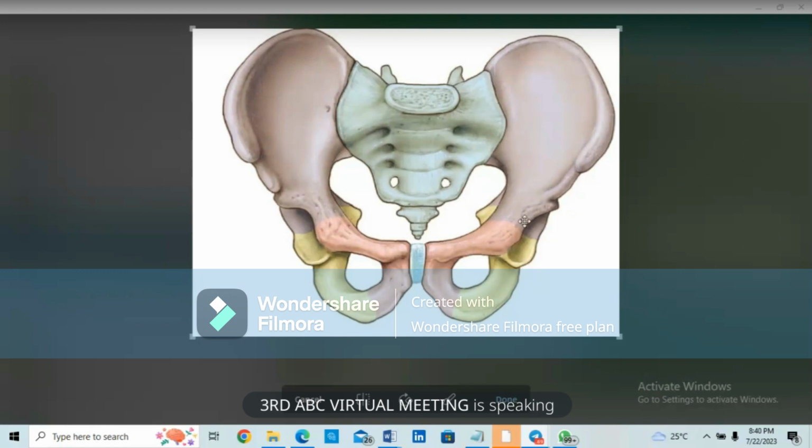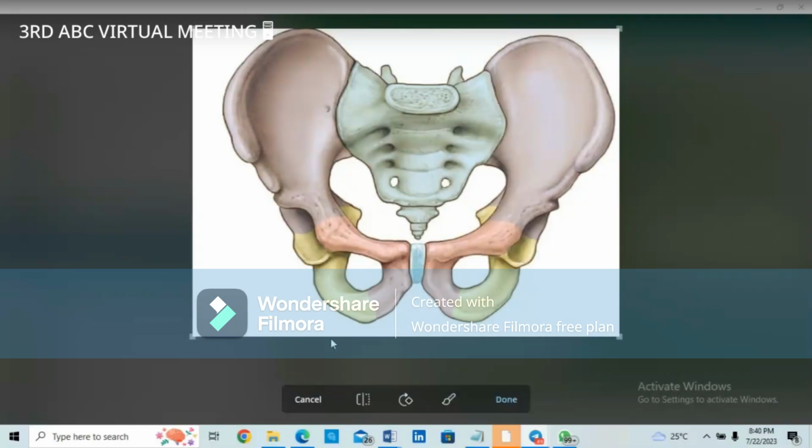The question now is, what bones make up the pelvic girdle? We have been looking at this picture and we will now talk about these bones here. If you notice, you see this bone here. This is called the sacrum. This is one of the bones making up the pelvis.